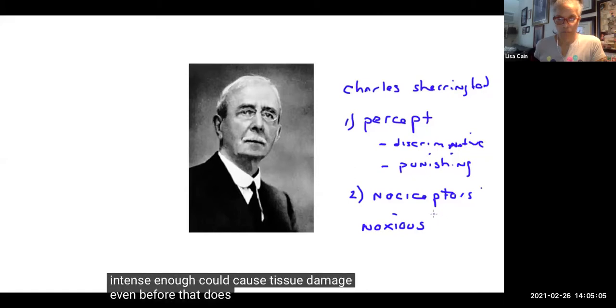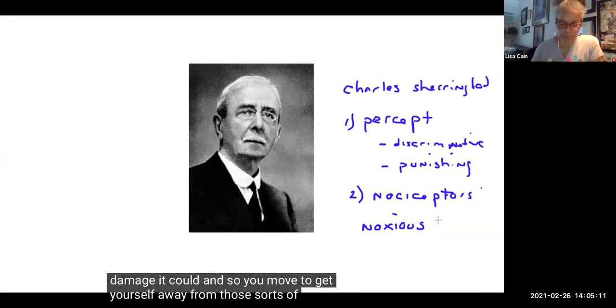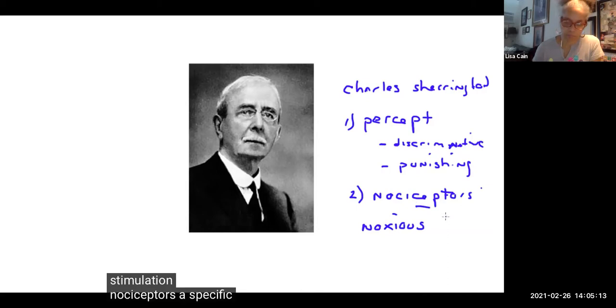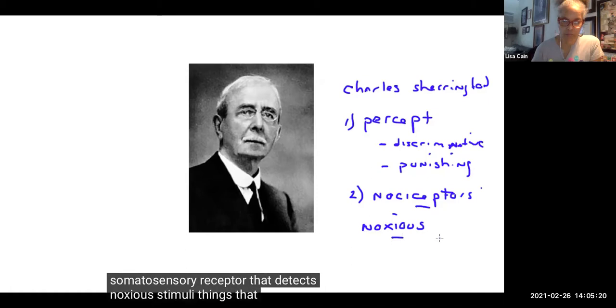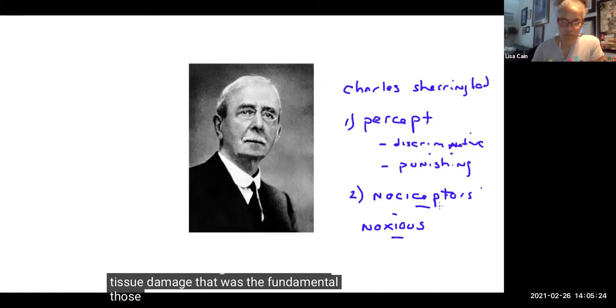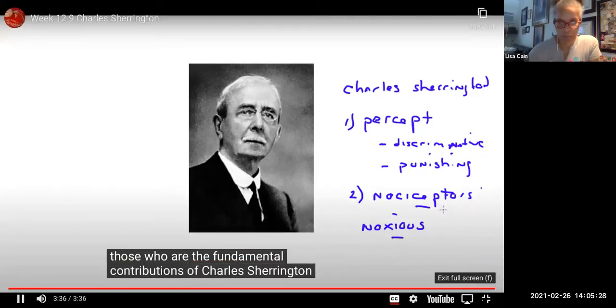Even before it does cause tissue damage, it could. And so you move to get yourself away from those sorts of stimuli. So nociceptors, a specific type of somatosensory receptor that detects noxious stimuli, things that could cause tissue damage. Those were the fundamental contributions of Charles Sherrington.